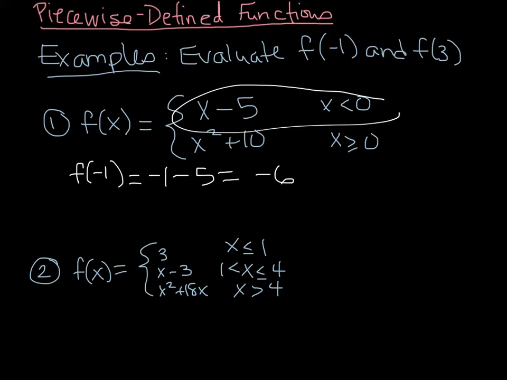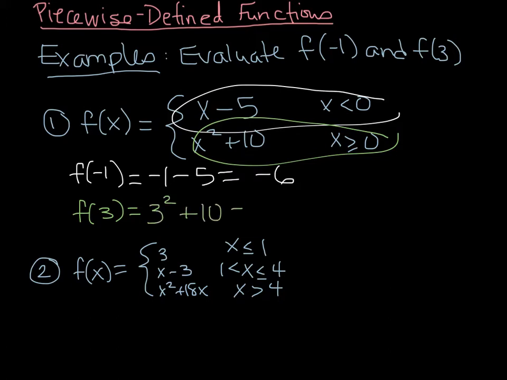The next thing we need to do is f of 3. So we're looking at x being greater than or equal to 0. So we're going to substitute in 3 for that bottom equation, which is going to give us 19. So now we're going to do the same thing for number 2.